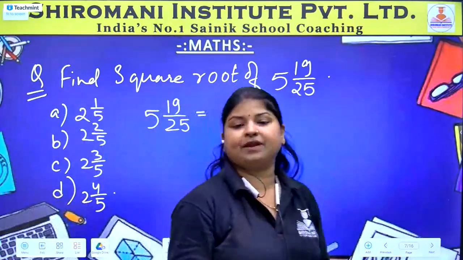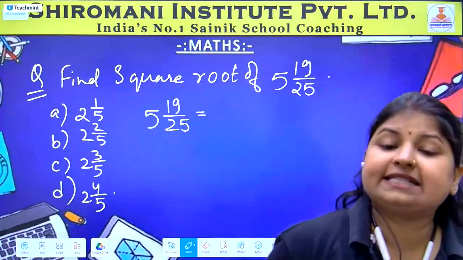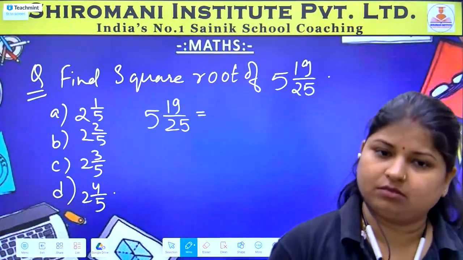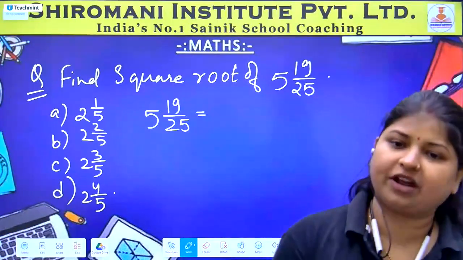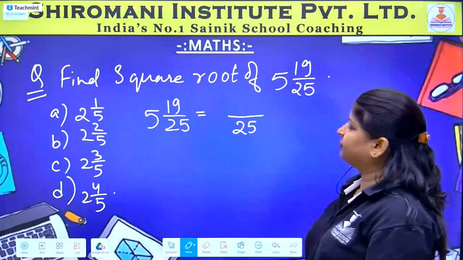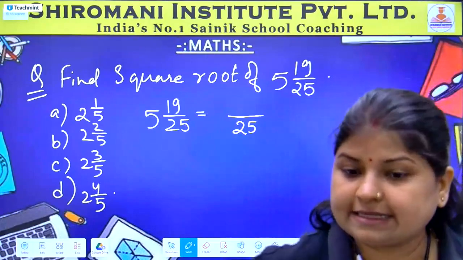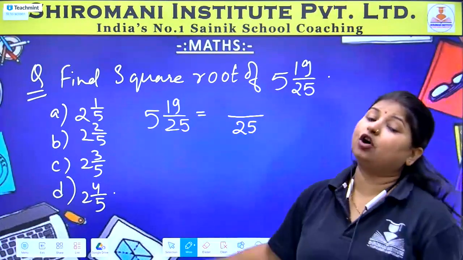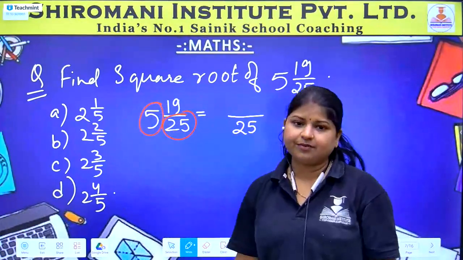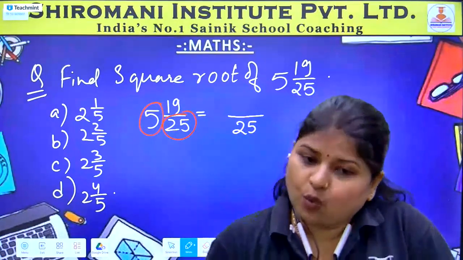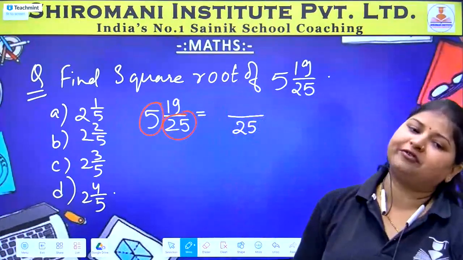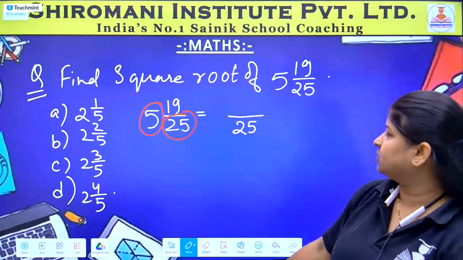The very first step is convert this mixed fraction into improper fraction. Denominator remains the same, that is 25. Now, in order to find the numerator, you will multiply this 25 by this 5. So 25 into 5 is 125. And then you will add this 19 into 125. So 125 plus 19 is 144.